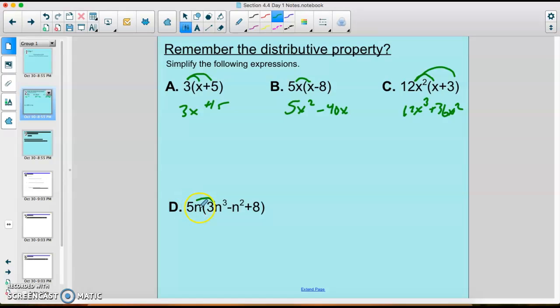let's distribute this through. 5n times 3n cubed would be 15. So we multiply the numbers. 5 times 3 is 15. N times n cubed would be, remember it goes up a power when you multiply, so n to the 4th. Okay, now 5 times negative 1 would be negative 5, and then we have n times n squared would be n to the 3rd, and then lastly 8 times 5 is 40, and 40n.